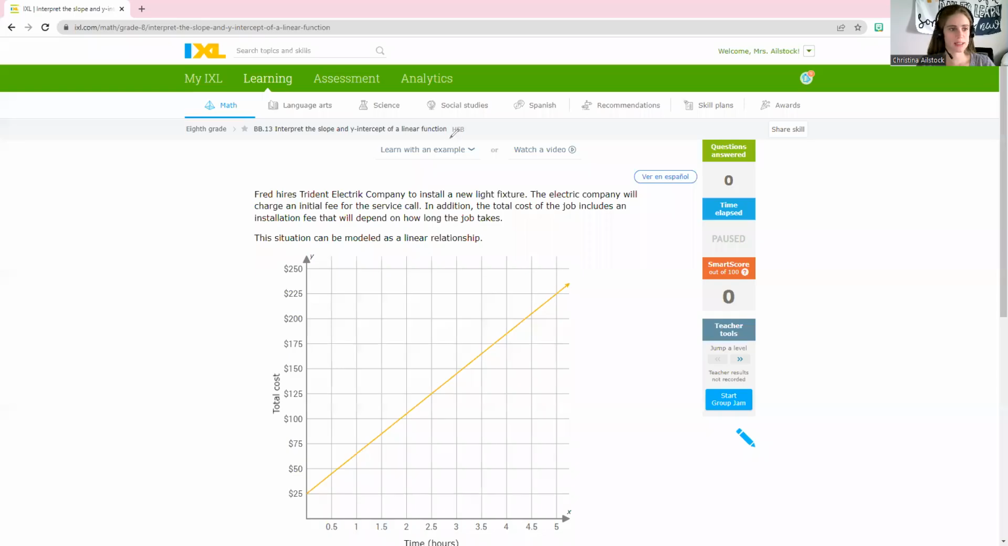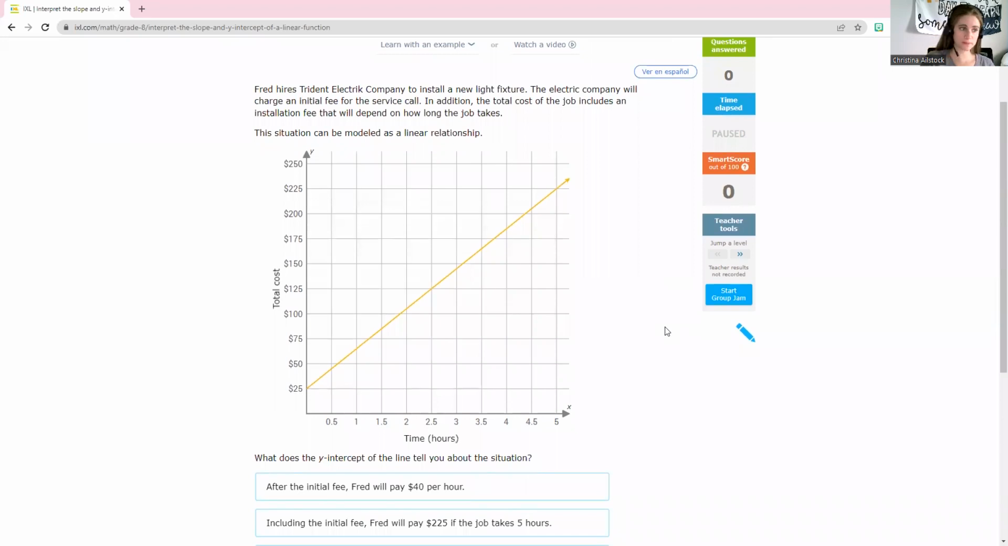Here we are on IXL. Remember that code is H5B: interpret the slope and y-intercept of a linear function. And please don't forget that IXL has some great resources. If you finish watching this video and still have questions or want to see it from a different perspective, you can click here to learn with an example, or click here and watch an awesome video that IXL has made. All right, let's scroll down so we can see the full question.